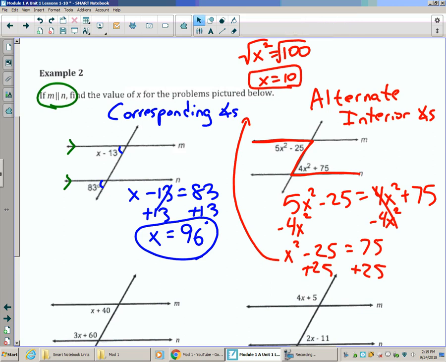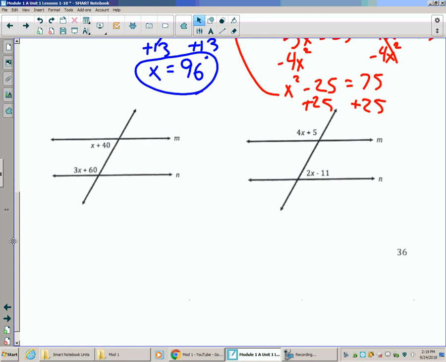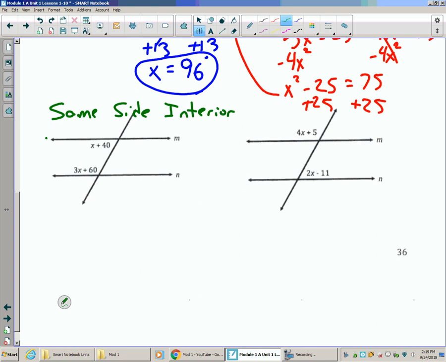Down at the bottom of the page, we have 2 more types of angles. Again, identifying what types of angles we have is the most important step to know whether or not to set these 2 angles as equal or add them up to 180. In this picture, we have same side interior angles. Again, the reason for that, they're in between the 2 parallel lines, but they're on the same side of that purple transversal. So these 2 types of angles are supplementary. They add up to 180.